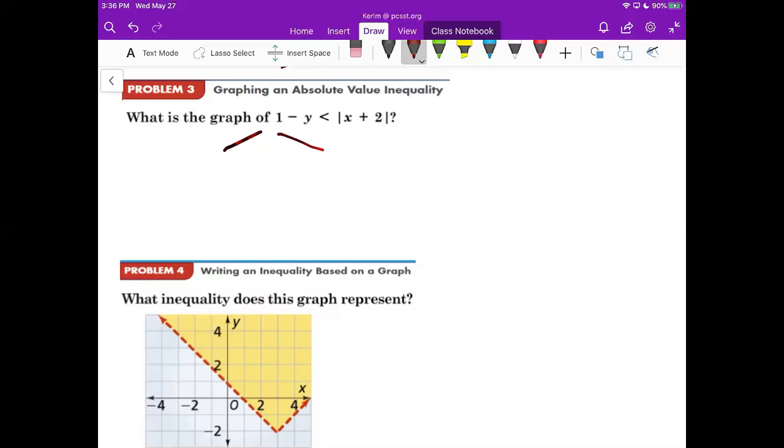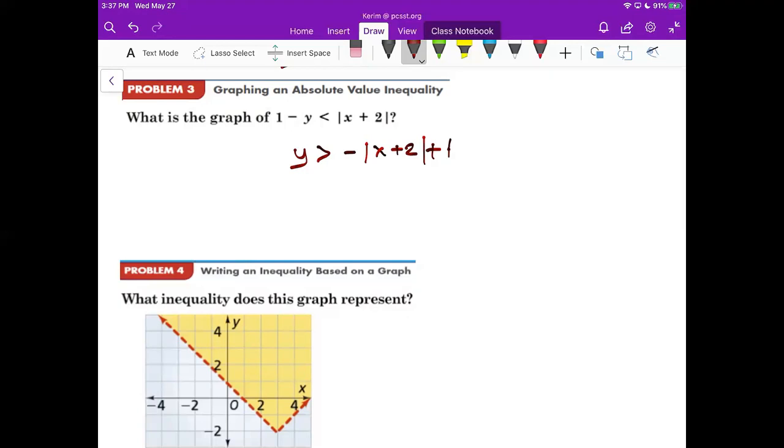So what I can do is get y by itself first. So let me do that. When I get the y by itself, y is greater than the negative absolute value of x plus 2, plus 1. Did you understand what I did? Yeah. I skipped many steps. I just got the y by itself.